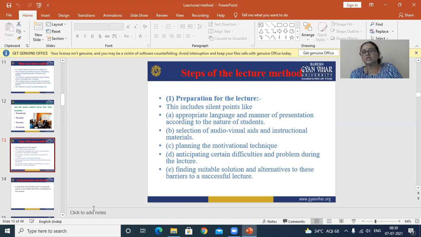So these are the key points whenever you prepare your lecture. First is use appropriate language and prepare your lecture in a systematic manner and according to your nature, student nature.